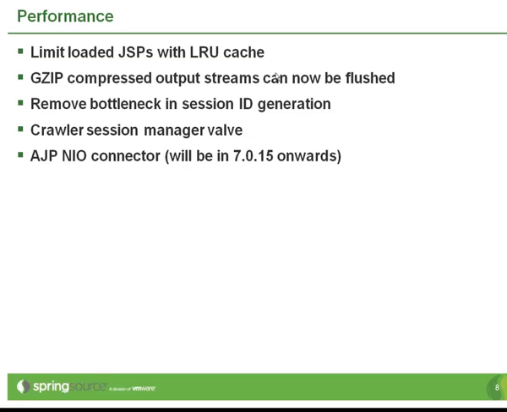Next up is an NIO implementation of the AJP protocol. That's available in Tomcat 7.0.15 onwards, and that brings the benefits of non-blocking I/O to the AJP protocol without having to use the APR native connector, which was previously the only other way of doing that.